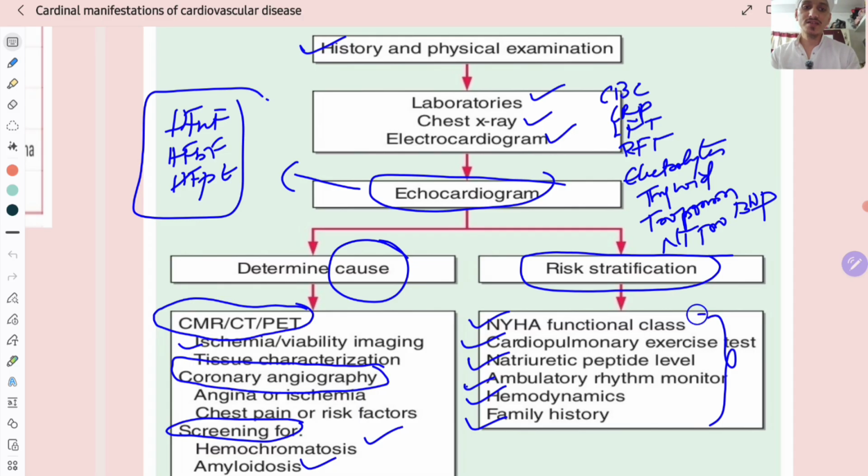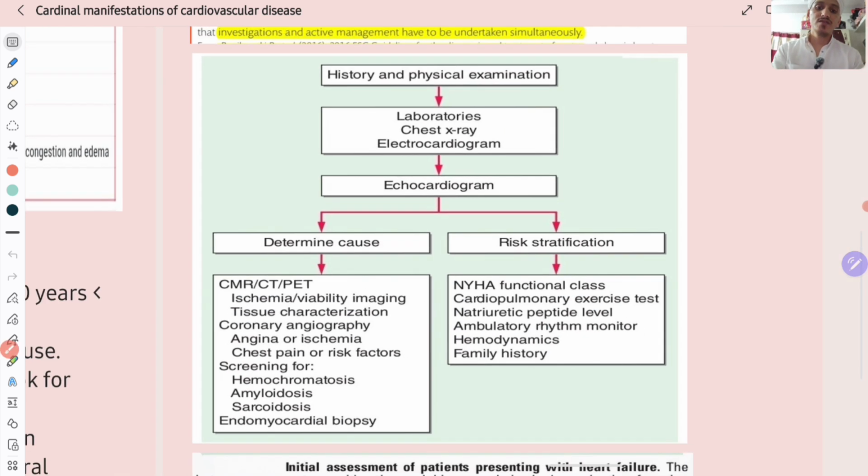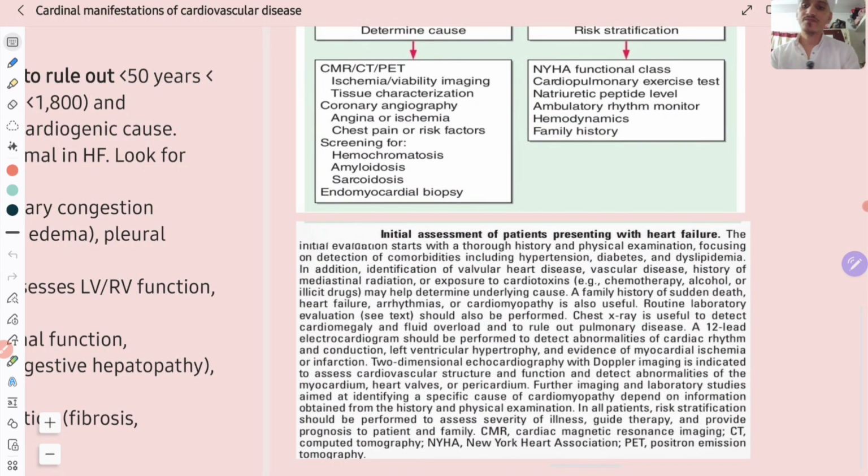The easiest among these is the NYHA classification and the NT-proBNP level. Hemodynamics also we can do. This is about risk stratification. So the explanation is here.